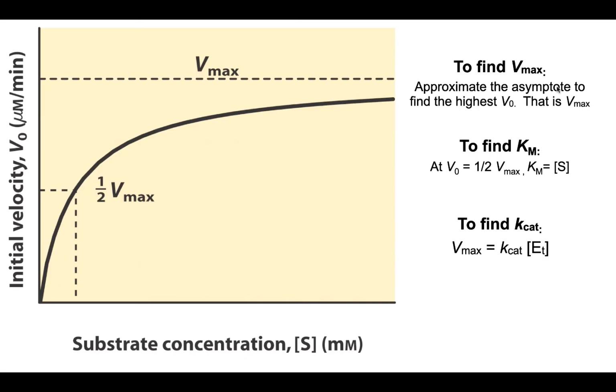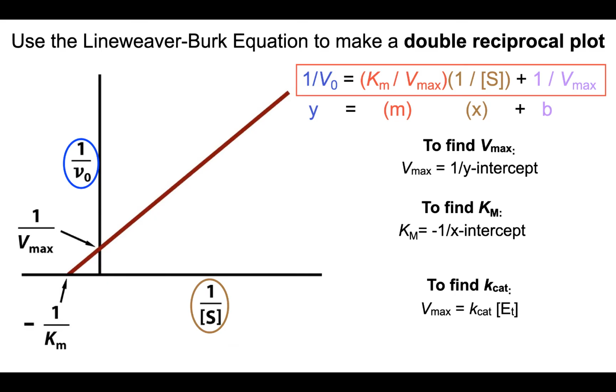To solve that problem, Lineweaver and Burk modified the Michaelis-Menten equation such that when you plot it out, it makes a line. They say, if we look at 1 over initial velocity equals Km over Vmax times 1 over the substrate concentration plus 1 over Vmax, if you write the equation this way, then it looks like y equals mx plus b, the equation of a line.